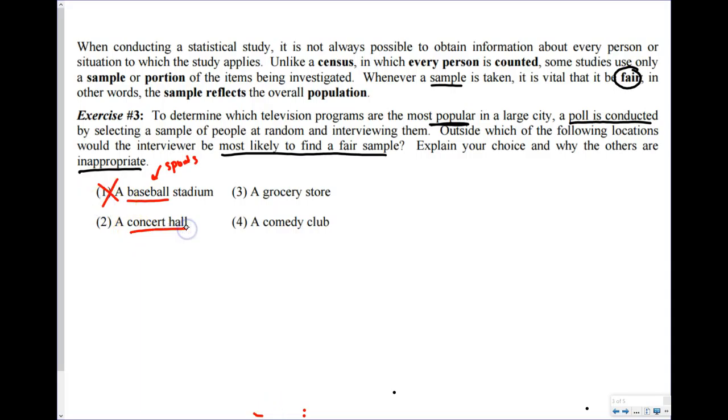If you went to a concert hall, what kinds of people go to concerts? Well, the kinds of people who like music. So if you ask a lot of people at a concert hall what their favorite shows are, they'll probably say something like MTV or a music station, something like that. So this wouldn't be fair either because only certain types of people go to concert halls. If you went to a comedy club, what kind of people go to comedy clubs? People that like comedy, people that like funny TV. So those people are probably not going to list dramas or horror TV shows. They're going to list comedy shows, so this wouldn't be fair either.